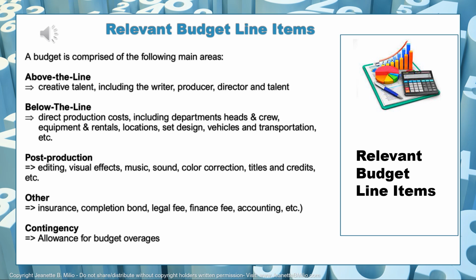Publicity often as well. Contingency is the allowance for budget overages. So the contingency is really used as a cushion for your budget if you go over in certain areas and need more money. Let's say the wardrobe department is using more money than they were estimated to or was projected to in the budgeted line items. So that would then come out of the contingency.